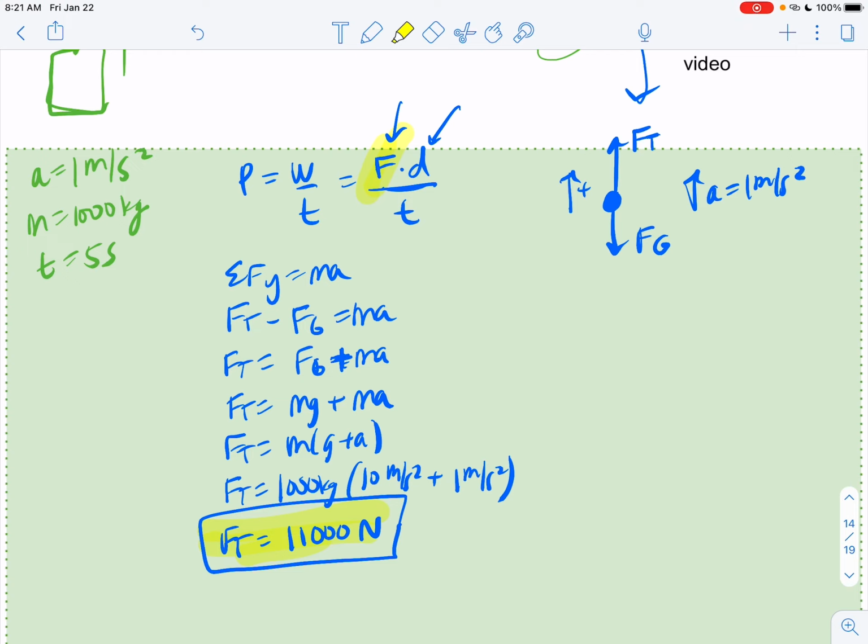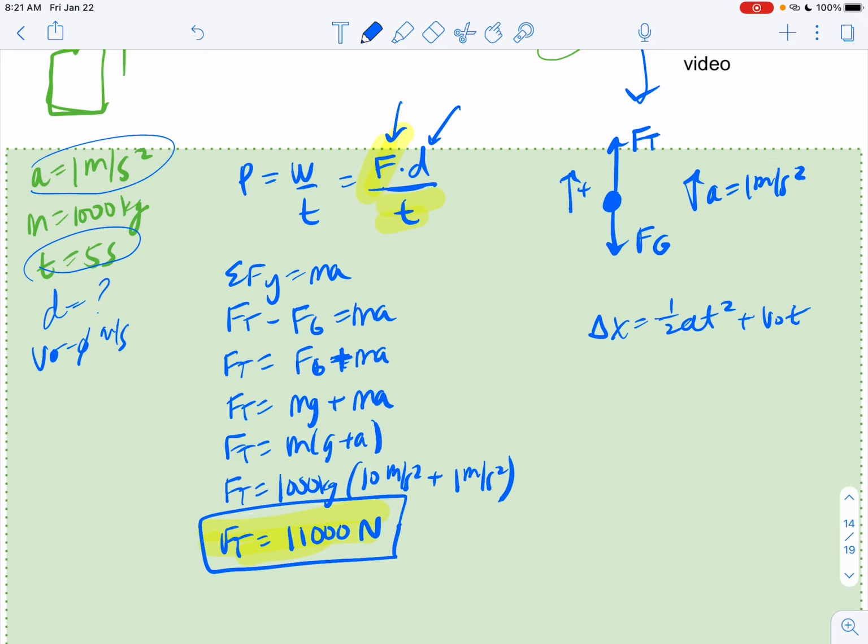I know the time already. That was helpful. But I don't know the distance that the elevator has traveled, so I need to know the distance. But you can see here I have some kinematics stuff, and I'll assume the initial velocity was 0. It probably said that. So I can use my kinematics stuff to find the delta x, which would be the distance.